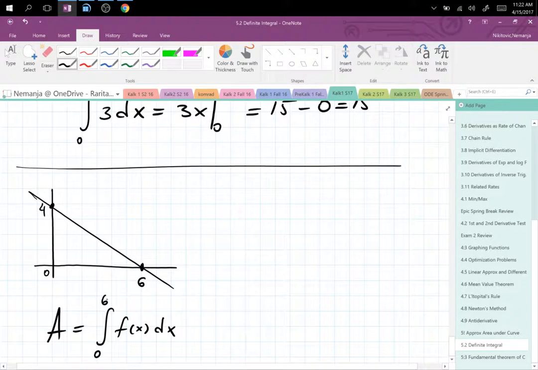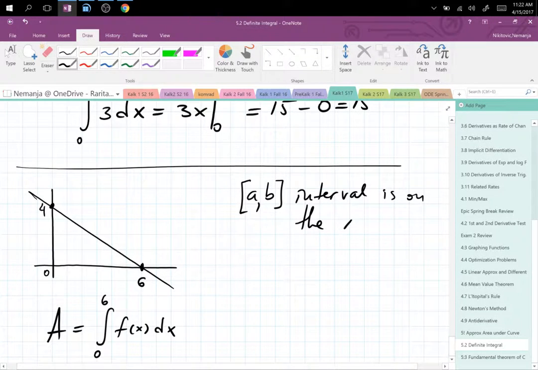So you see that this interval is always a to b, which is the interval on the x-axis. So that's where the 0 to 6 come from. But now, what is my function over here? What should I do? So lost, right?